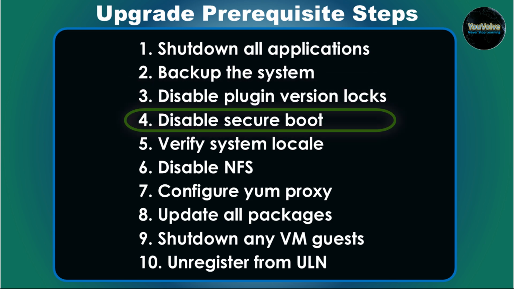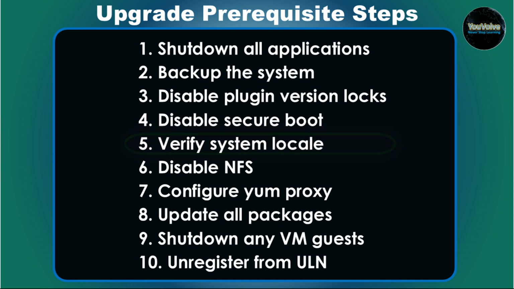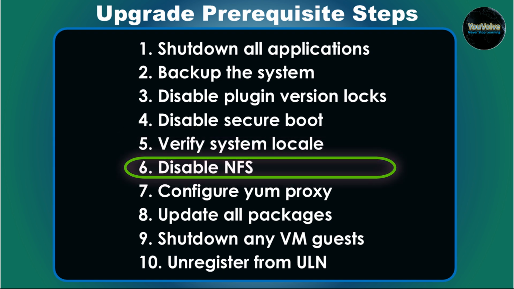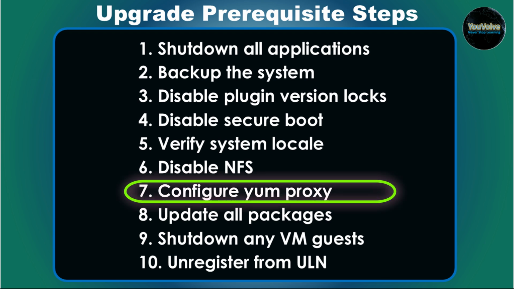Third, disable plugin version locks if applied, as that is going to interfere with the upgrade. Number 4, disable secure boot. If you are not using UEFI, then don't worry about that. Number 5, verify the system locale, that is nothing but the Unicode and language used by the server. Number 6, disable NFS, and we'll be able to remount the NFS file systems once our upgrade is completed. Number 7, configure the YUM proxy if you are using a proxy to connect to the internet, otherwise skip.